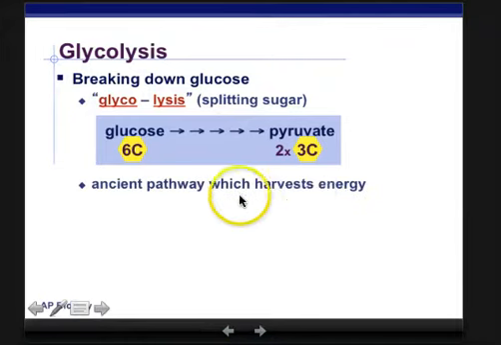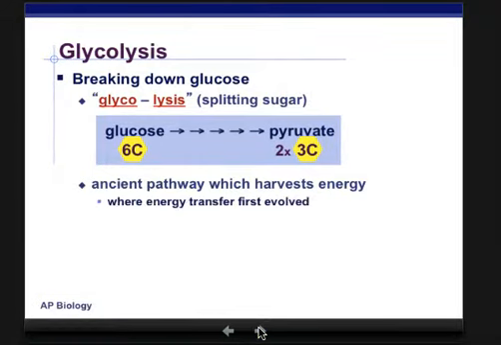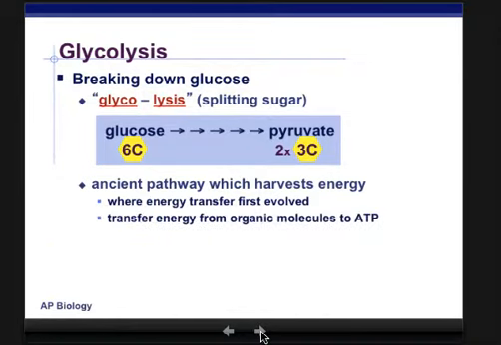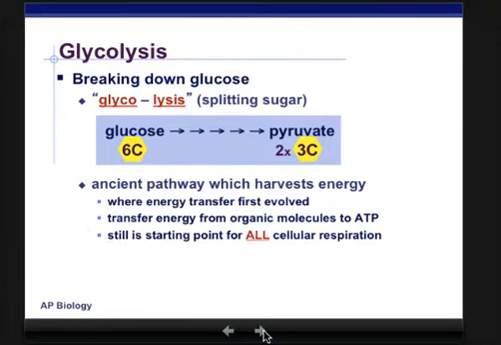And this is an ancient pathway. This is one of the original ways that prokaryotes also got energy. So this is where energy transfer first evolved, is glycolysis. Remember that prokaryotes did not have mitochondria. So the first part does not take place in the mitochondria. And this is the starting point for all of cellular respiration.